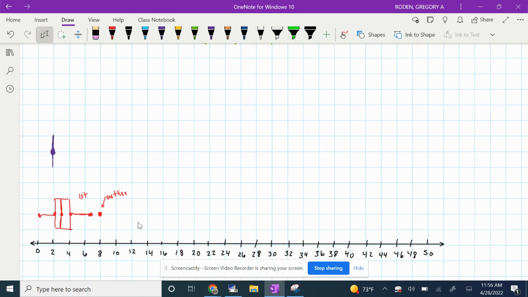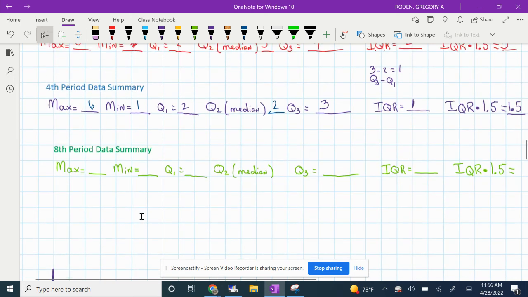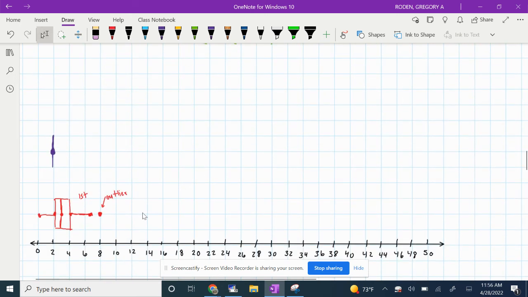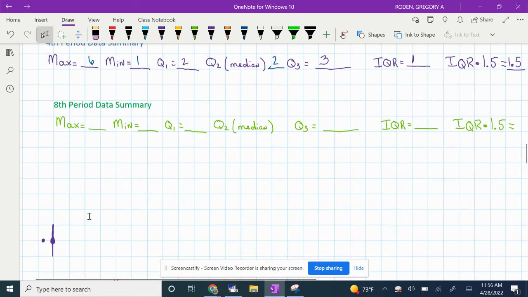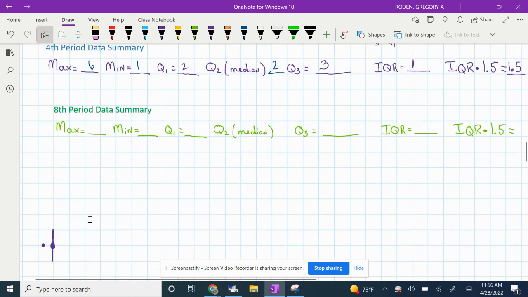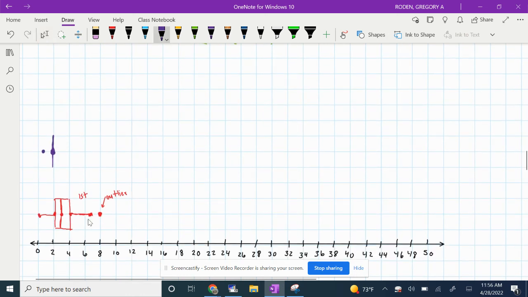So what's happening is it's really a tightly packed box and whisker. We know my minimum in this case was 1. So my minimum is 1. My Q3 is 3. So I'll go down here to 3. My Q3 is 3.